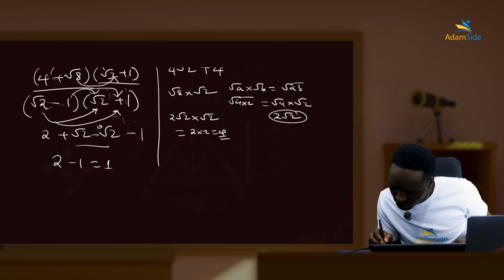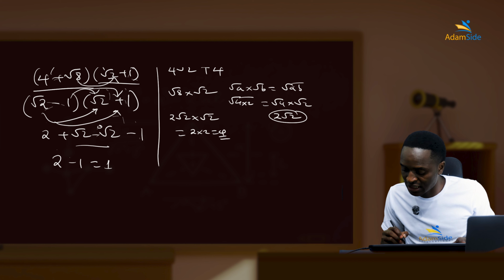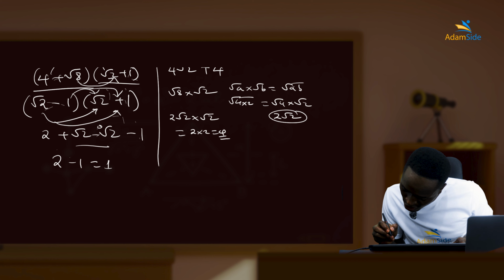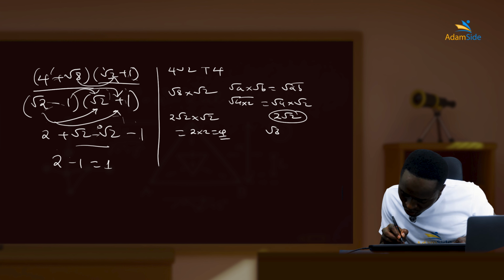So 2 times 2, you get 4. That can be an easier way. Or an easier option, if this is a bit complex for your understanding, you can as well say it can also be the same as, remember this law, root a times root b is the same as root ab. So you can say 8 times 2, which is the square root of 16, and get 4.